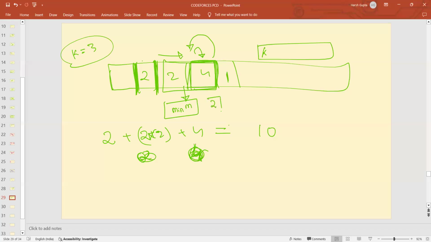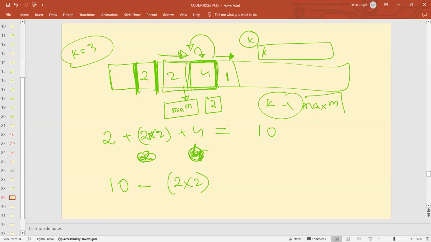The minimum value was 2. So I will remove this 2 from here. The value that I was getting was 10 and 2 was added twice, so I will remove this 2 from here. And instead of adding 2, I will add the maximum element that is present towards the right of 4, because I want to construct a k-length subsequence. If this is my starting element, I want k minus 1 elements from the right. So I decided to choose k minus 1 maximum elements, and taking them I was able to produce 10.